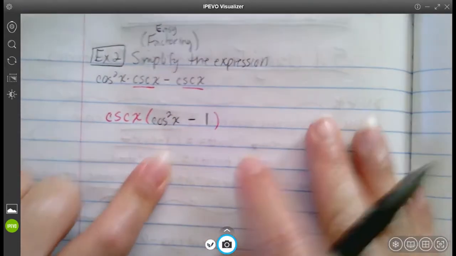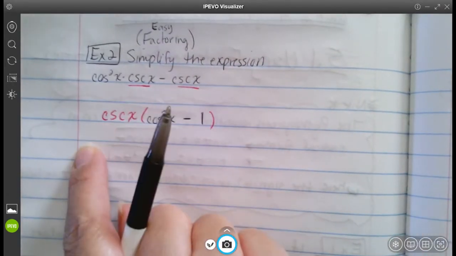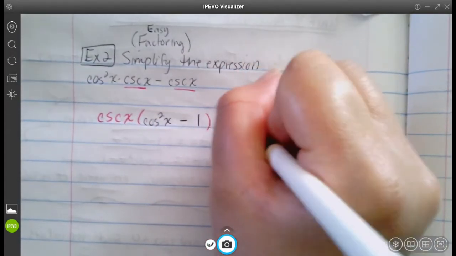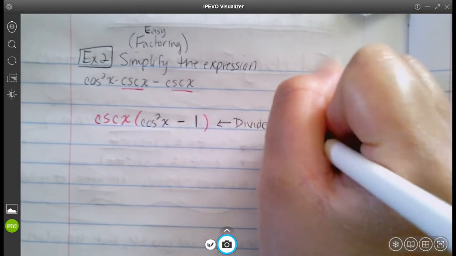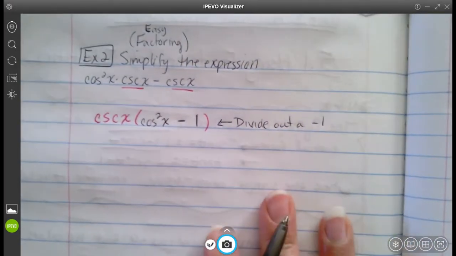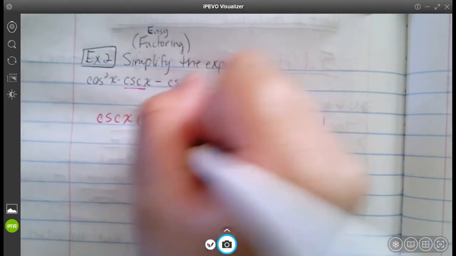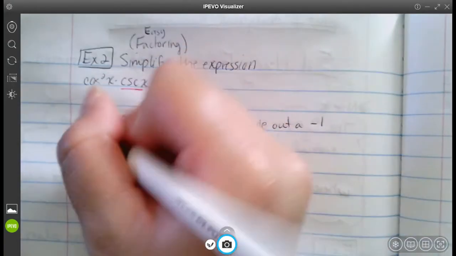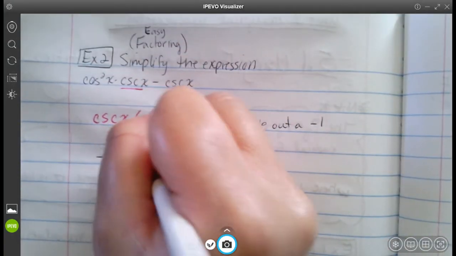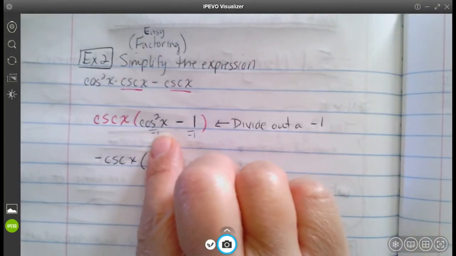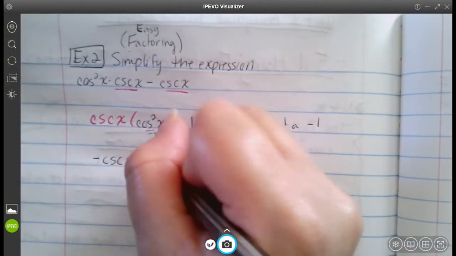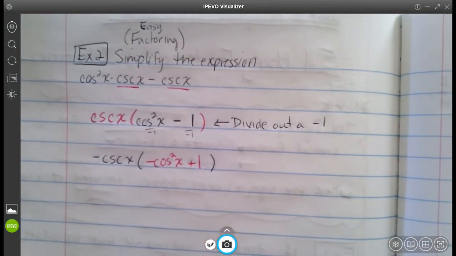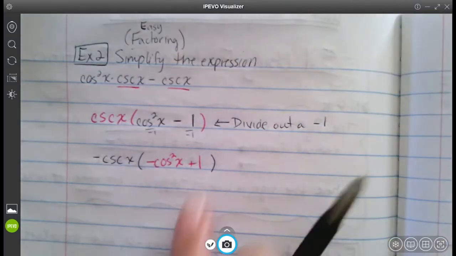So what I'm going to do is pull a negative out of here. If I take out a negative, we're going to divide out a negative 1. Basically you're thinking divided by negative 1, divided by negative 1. And then what that's going to do is we're going to have a negative out here in the front, so negative cosecant of x. And in here, we're left with negative cosine squared x plus 1, right? And that still looks a little weird. Remember, I wanted 1 minus, but this is the same as that.